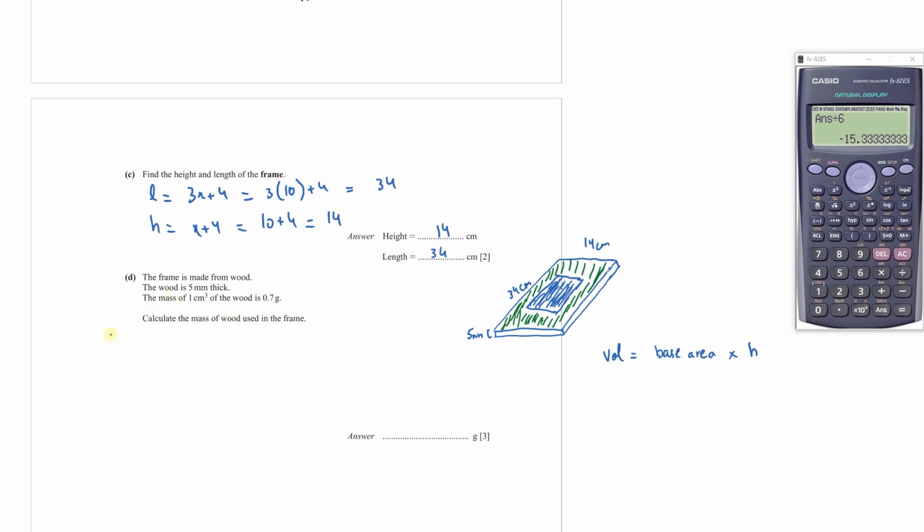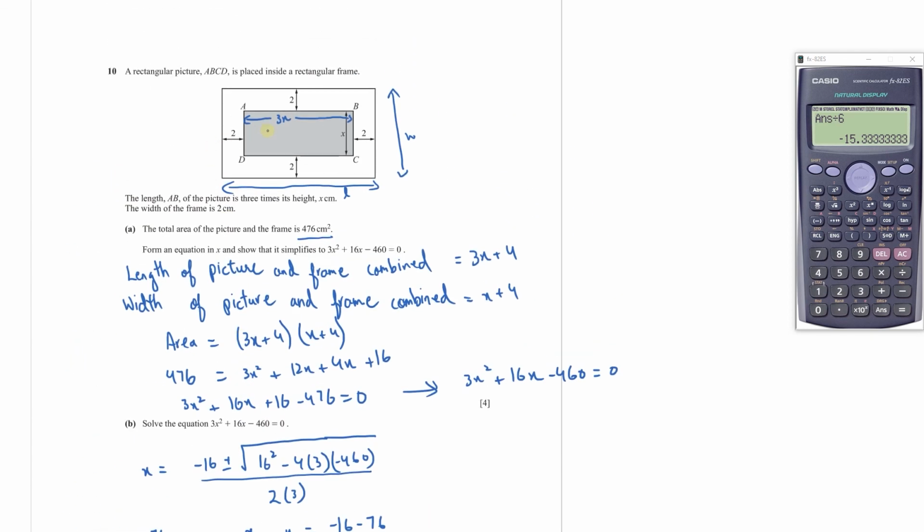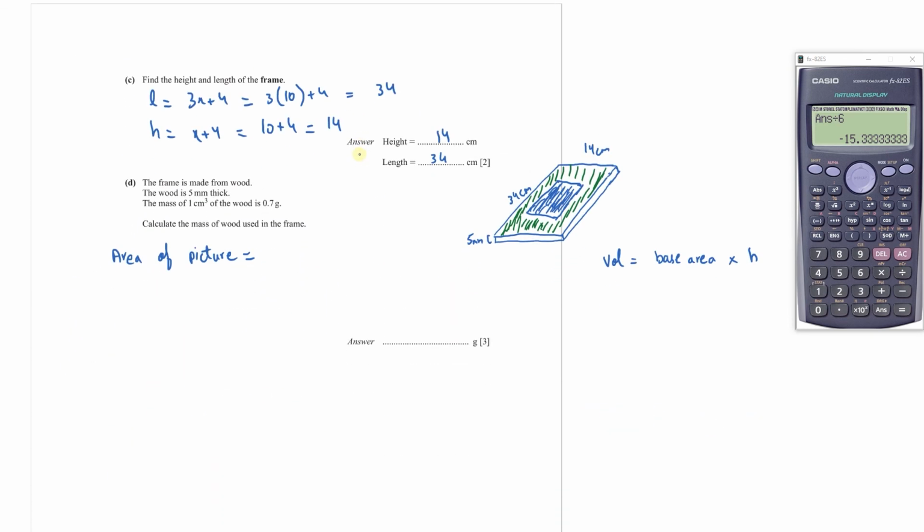So let's calculate the area of picture first, which is this blue area. Area of picture will be what? These dimensions are 3x by x. So this length here is 3x, and then this height of the picture is x. So 3x times x, x is 10, 3 times 10 into 10. This will be 30 and then 300. So 300 centimeter square is the area of picture.